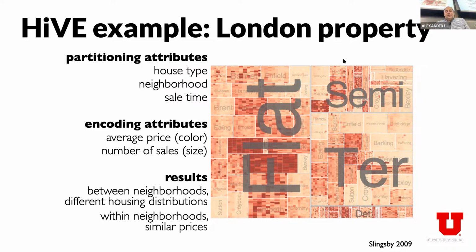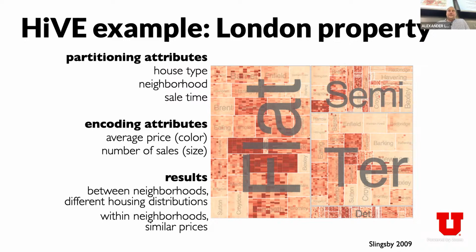And then we have encoding attributes: the average price is the color and the number of sales is the size. And what we can then see is that between neighborhoods, we have different housing distribution, and within neighborhoods, we have similar prices. That's kind of what we can learn from this.